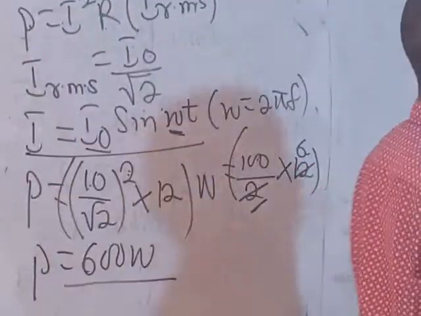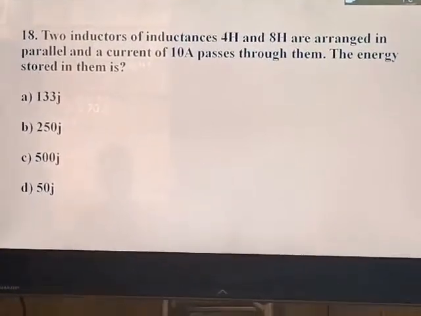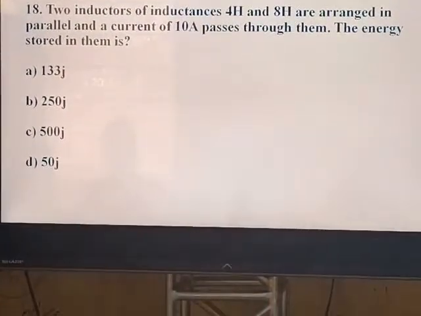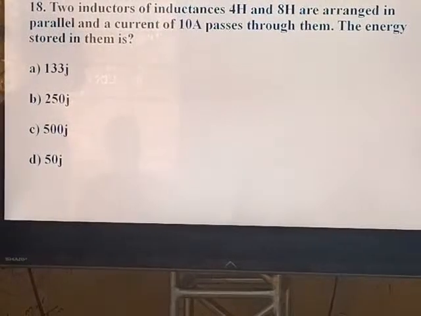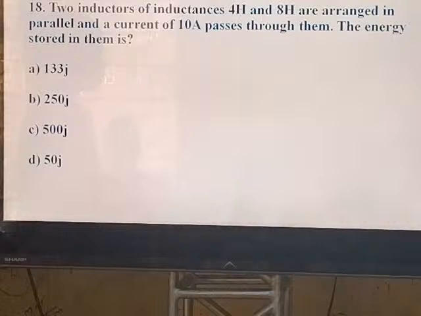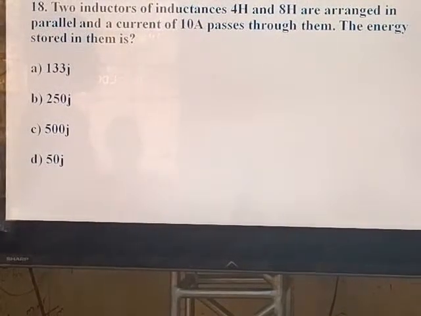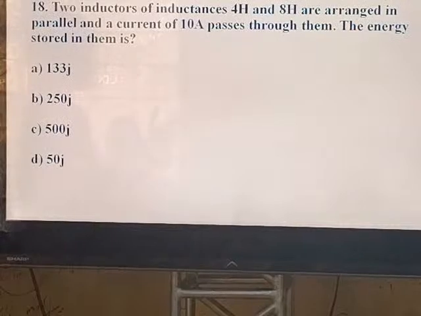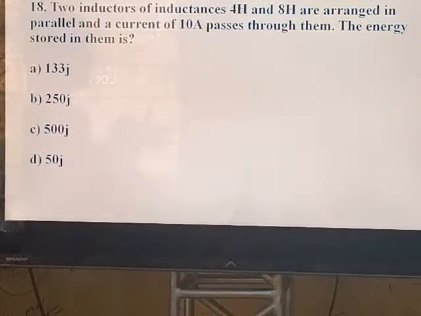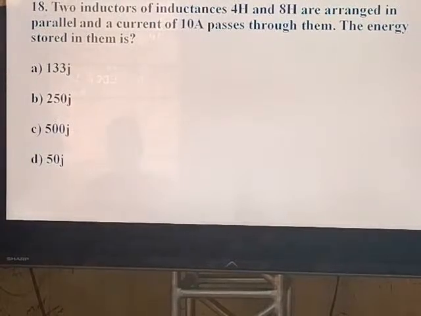What did he say? He said two inductors of inductances 4 Henry. Don't forget, the unit of inductance is what? It is Henry. What is the unit of reactance? Ohms. Remember, the unit of resistance is ohms, the unit of reactance is also ohms, and the unit of impedance is also ohms. So resistance, reactance, impedance, they all have the same unit, which is ohms. But the unit of inductance is Henry, capital letter H, Henry.